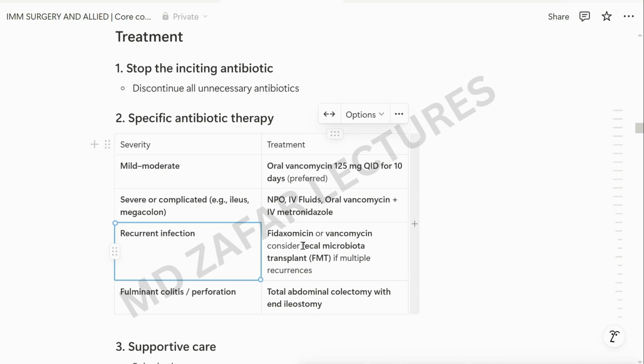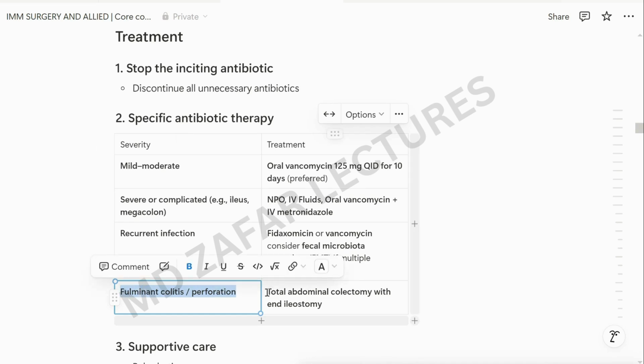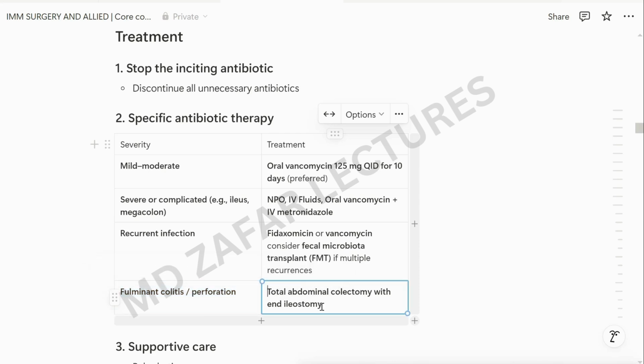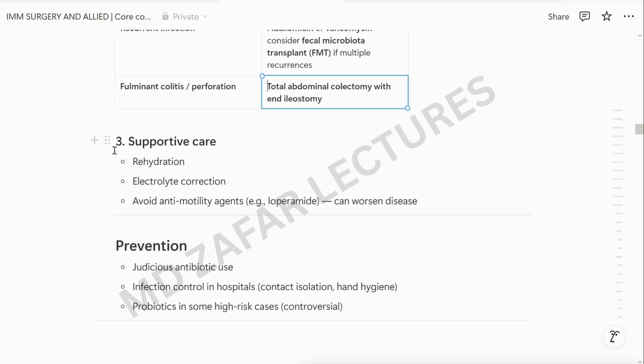But recent studies have shown that fecal microbiota transplant can also be of help. But in some cases, the patient has developed some pathology like perforation or fulminant colitis. In that case, we will have to go directly towards the surgery. That will be the total abdominal colectomy with end ileostomy. In terms of the supportive care with associated management, we have to rehydrate the patient, we have to correct the electrolyte imbalance, and specifically, we have to avoid the anti-motility agents.